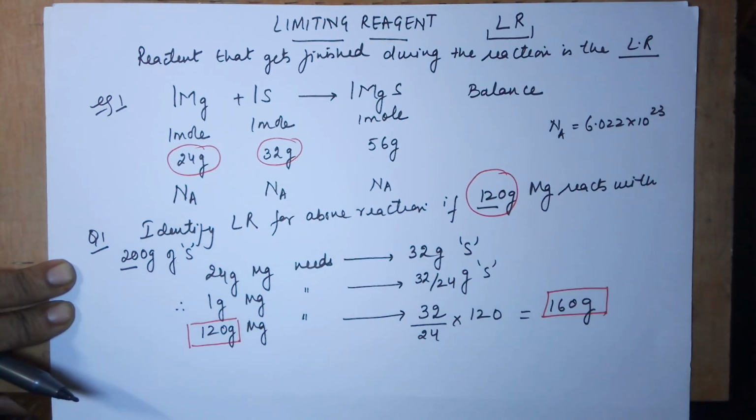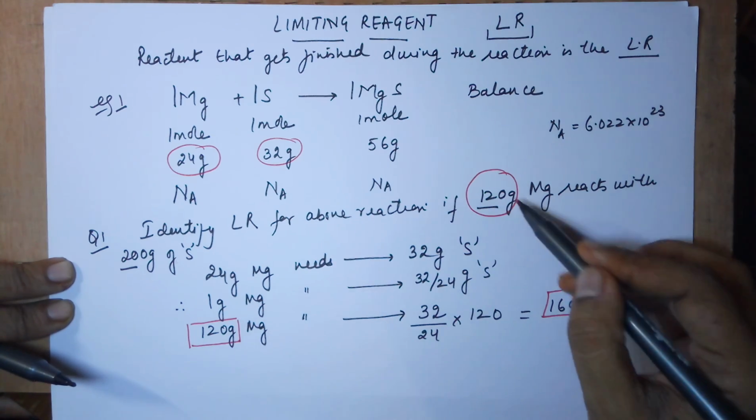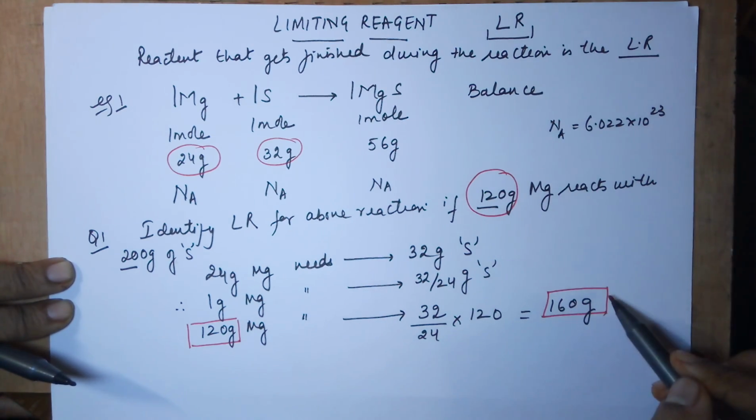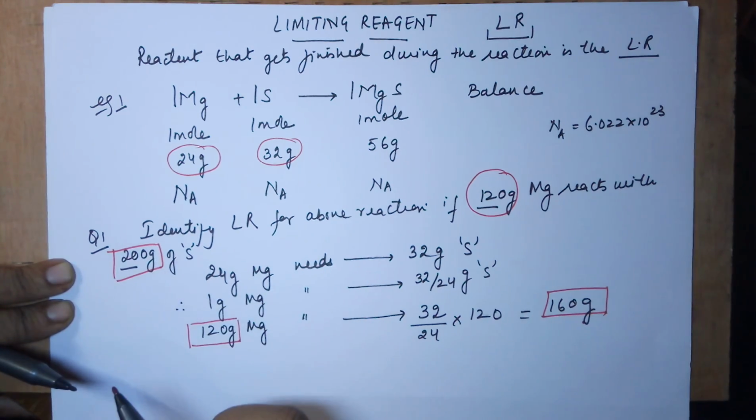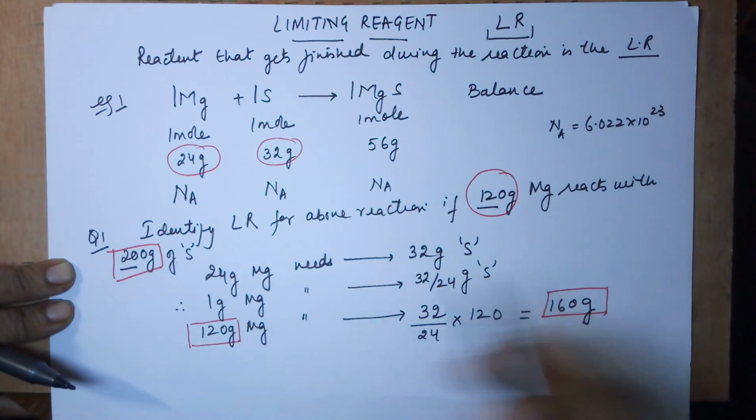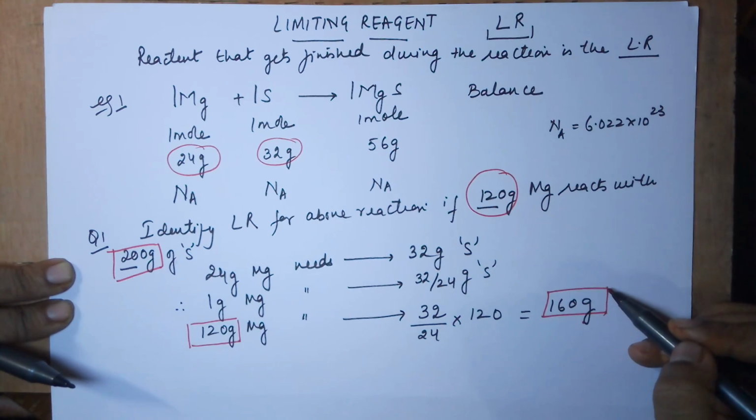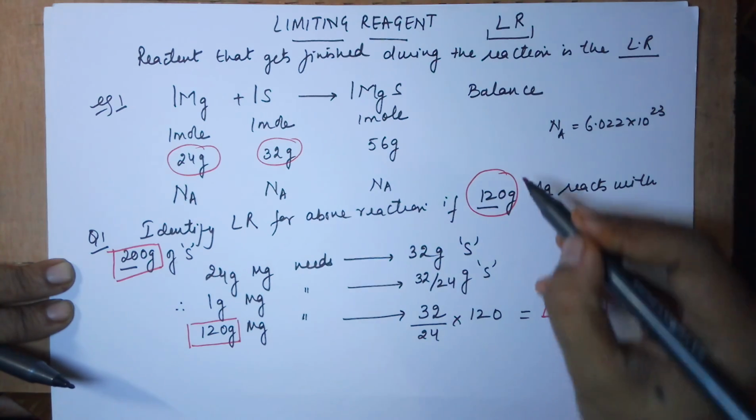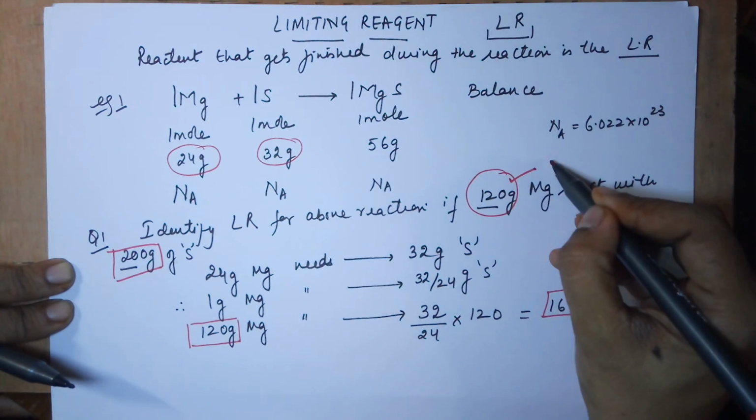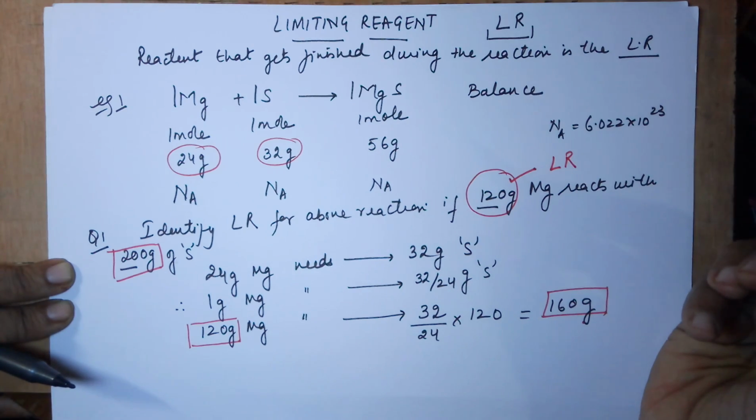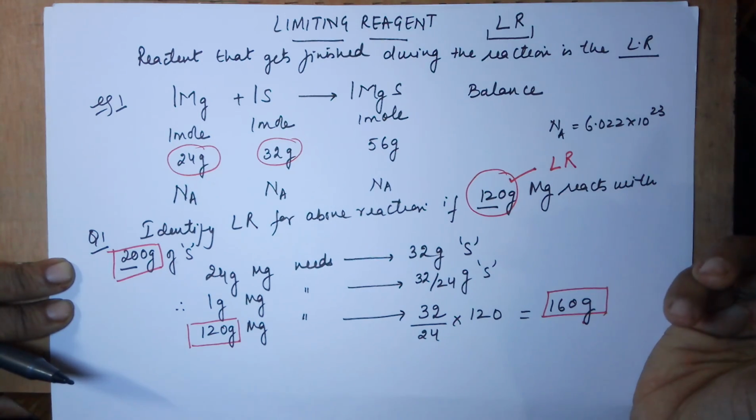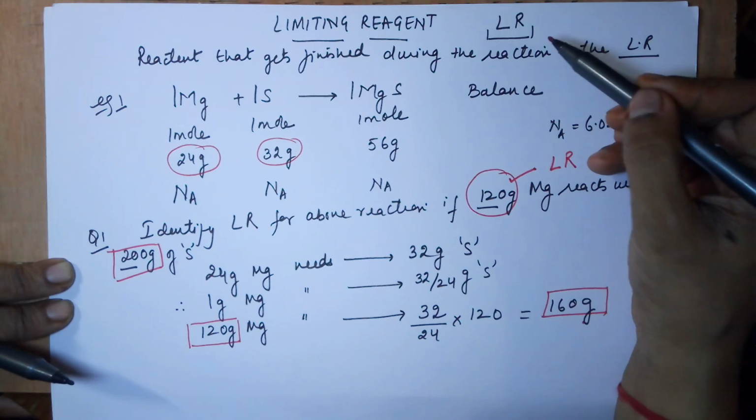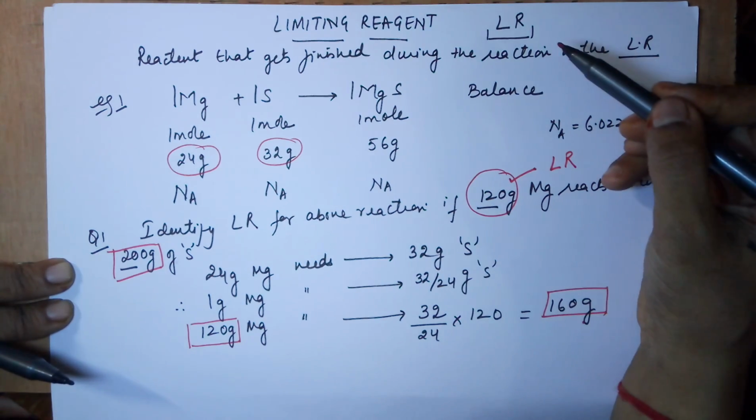Hence, from the question we know 120 grams of magnesium will completely react with 160 grams of sulfur. Do we have this much sulfur? Yes, we do. We have got 200 grams of sulfur, but our requirement is only 160. Hence, out of the two, we can very well see magnesium is getting finished. Hence, this becomes your LR. The reactant which gets finished. जो खत्म हुआ वो limiting reagent हुआ, which limits your reaction. We call it a limiting reagent only because it will be the reason to stop the reaction. It limits it.